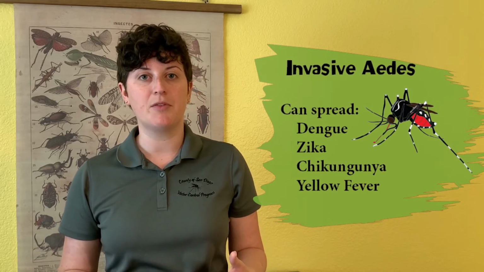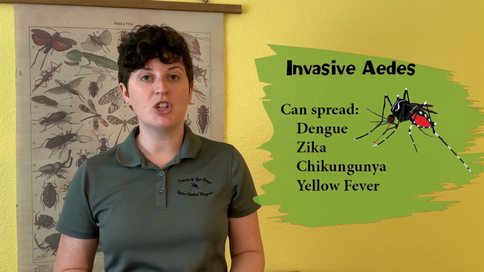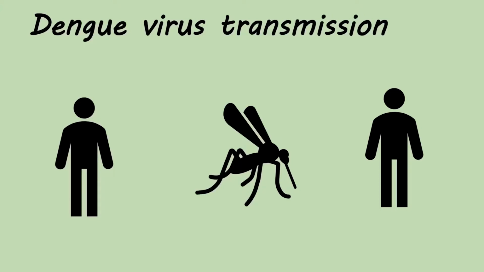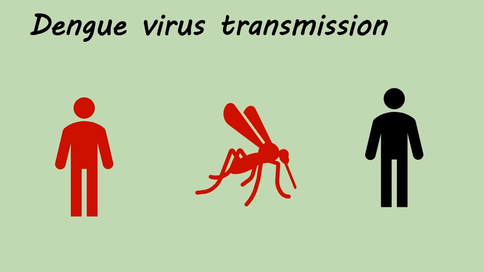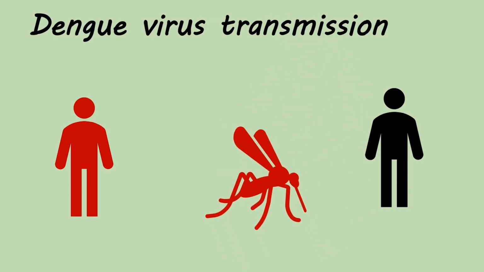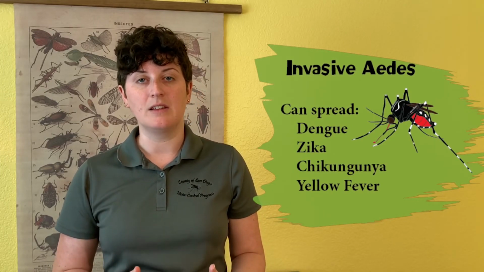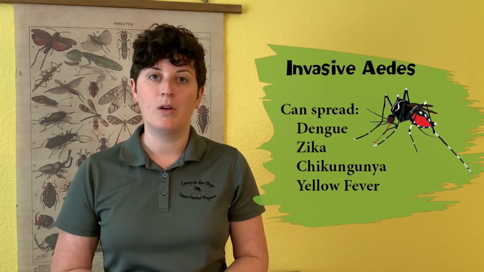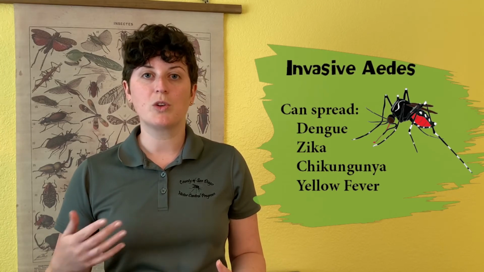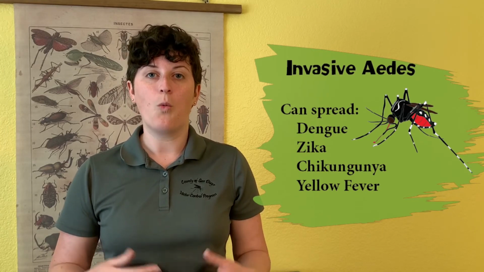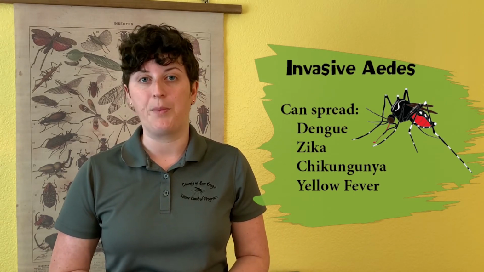And they're also capable of spreading some really serious diseases, including dengue, Zika, chikungunya, and yellow fever. Diseases like dengue and Zika are transmitted when a mosquito feeds on an infected person, and then feeds on a second person, transmitting the virus. Now, we don't have any of these diseases in San Diego County right now, but there is a possibility that if someone who gets sick while traveling returns to San Diego County, one of the invasive Aedes mosquitoes here could start transmitting that disease to other people.